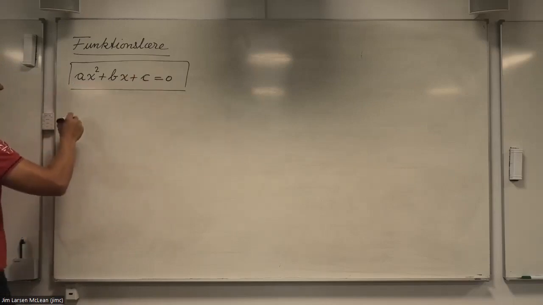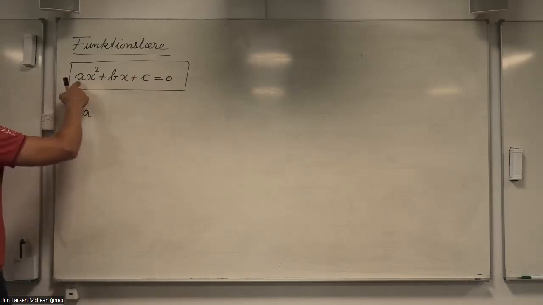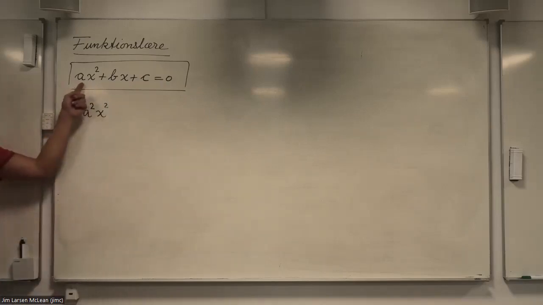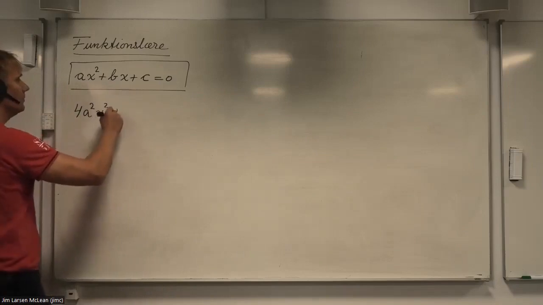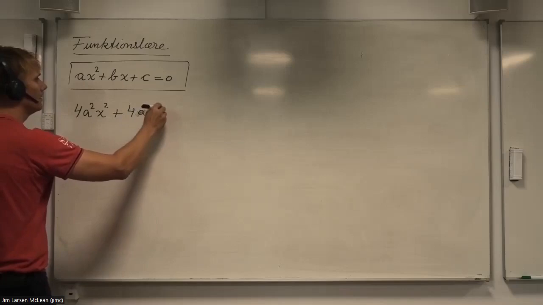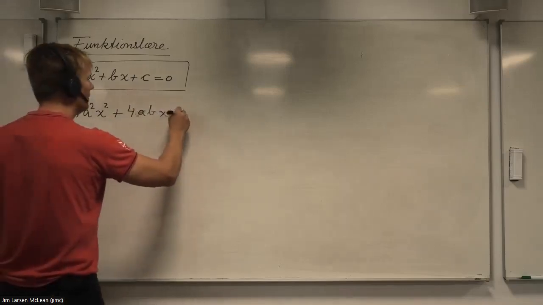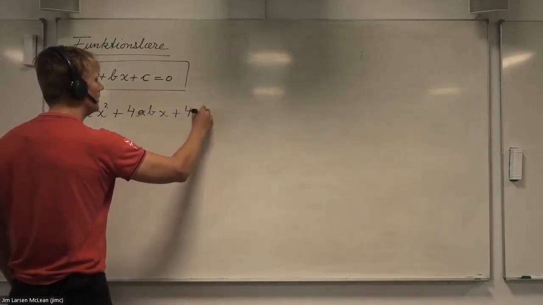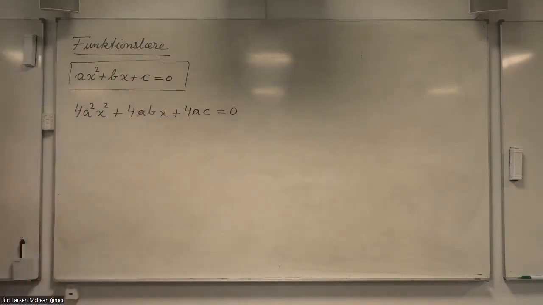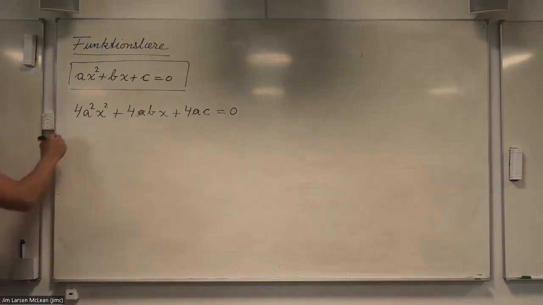I multiply the whole line through by 4a. So I get 4a times that. It must give this, so it's already got an a beforehand. Then I multiply that by 4a. It must give this. Then I multiply it by 4a. And then I multiply 0 by 4a. But 0 times anything is still 0.